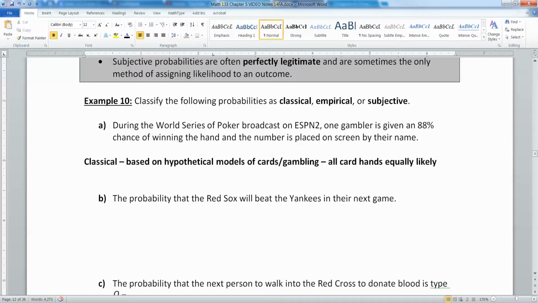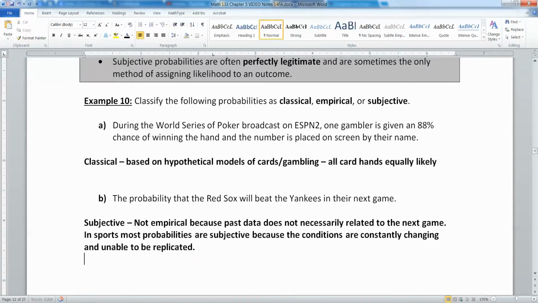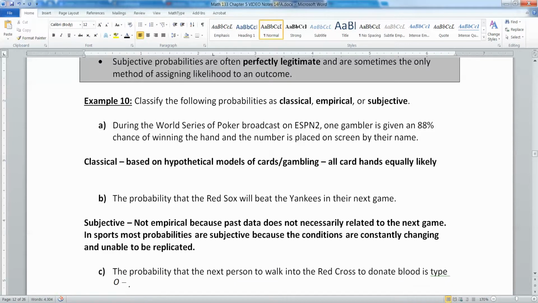Now, what about the probability that the Red Sox will beat the Yankees in their next game? Well, you have some past data, but the thing about it is that the lineups are constantly changing, the workouts are constantly changing. It's not exactly the same. It's not the same as in the way cards are the same. So this is actually more a subjective probability.